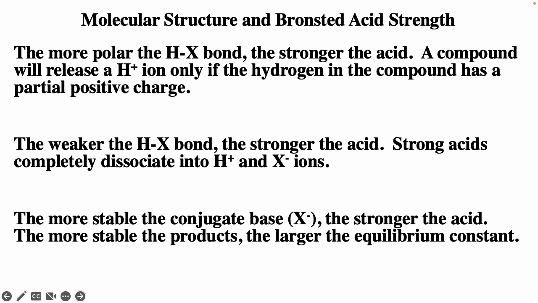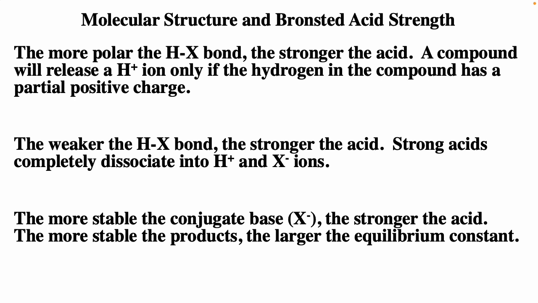If we think about it, a Bronsted acid donates a hydrogen ion. And so the HX bond is going to break and release a hydrogen ion. The more polar the HX bond, the stronger the acid. The weaker the HX bond, the stronger the acid. And the more stable the conjugate base, the stronger the acid. When it releases a hydrogen ion, you form a conjugate base. The more stable the products, the farther to the right the equilibrium will go.